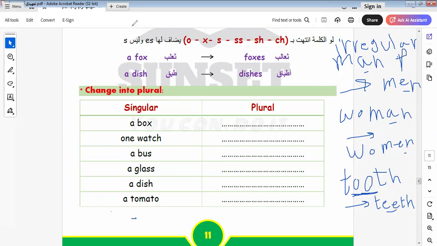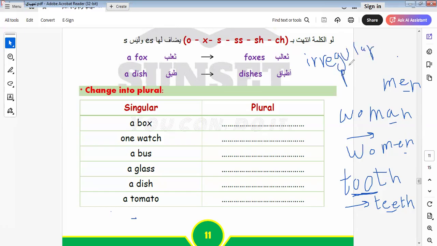I would like to write it in. We say here irregular plural nouns. I will write it here for you. Irregular plural nouns. Regular plural nouns.